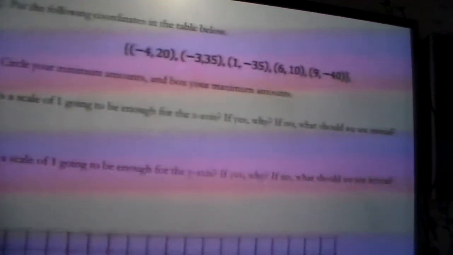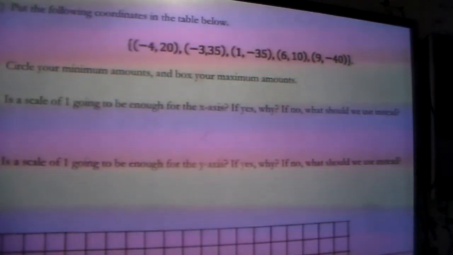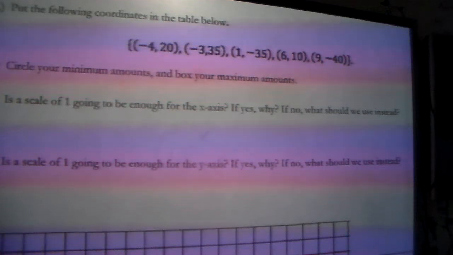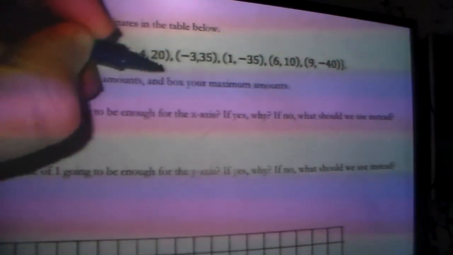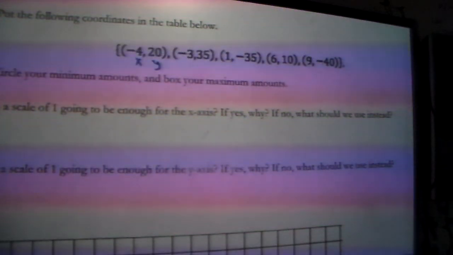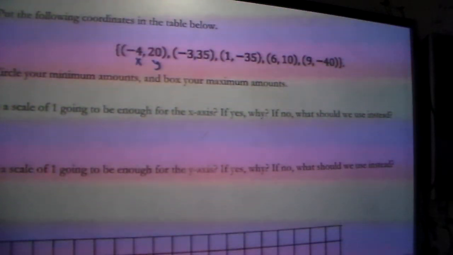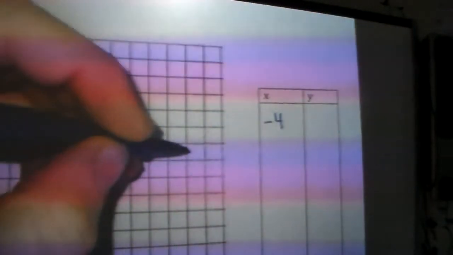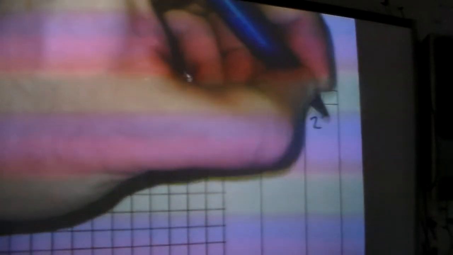Today, let's take a look at these numbers. The first thing it asks us to do is to take this set of numbers at the top of the page and put them in this table down to the right. So let's try this first one. In my first coordinate, here's my x, here's my y. For my first point, I know that I have x as negative 4, so let's put this in our table. X is negative 4, and my y value is 20.